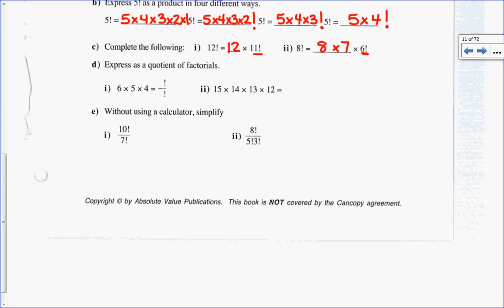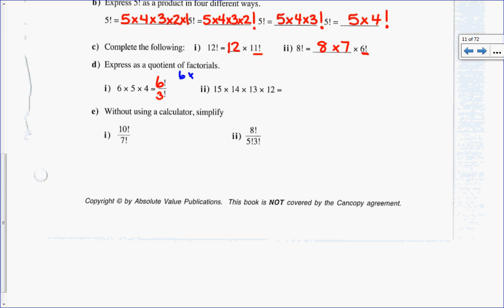Well, what I notice is missing from this one is times 3 times 2 times 1. So that's actually 3 factorial. So that would be in my denominator. So then on the top, I would have 6 factorial, because it's going to go 6 times 5 times 4 times 3 factorial. I'll write that so you can see that.